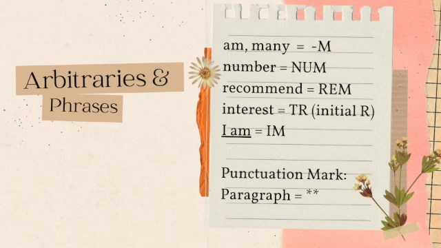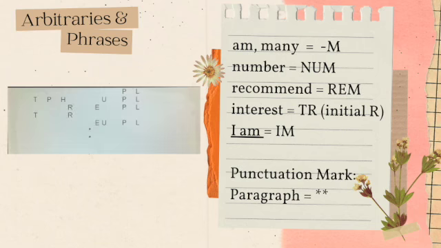And for lesson 11, we have a punctuation mark, that is paragraph. Paragraph is you press the asterisk key twice. This is how it appears on the screen or when you type them. So again, many is initial M, rather is final PL or final M. Then number, recommend, interest, I am, and then you have there two asterisk keys, that means paragraph.